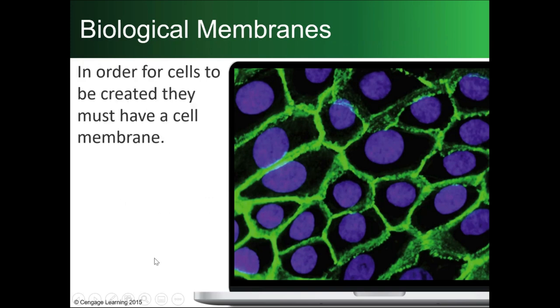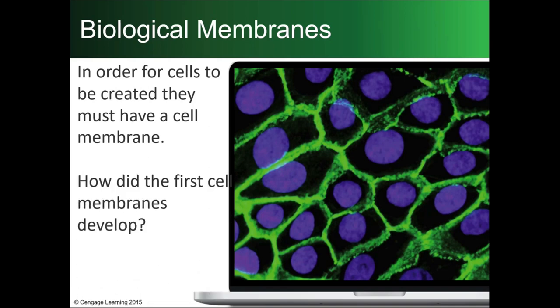In the beginning, in order for cells to be created, they must have a cell membrane. How did the first cell membrane develop? This is a question. But before we even start together, watch this video, I have to draw your attention to a very important point.